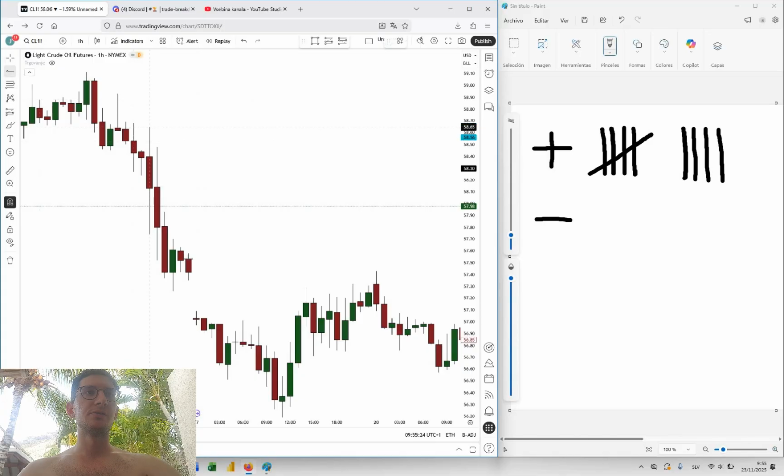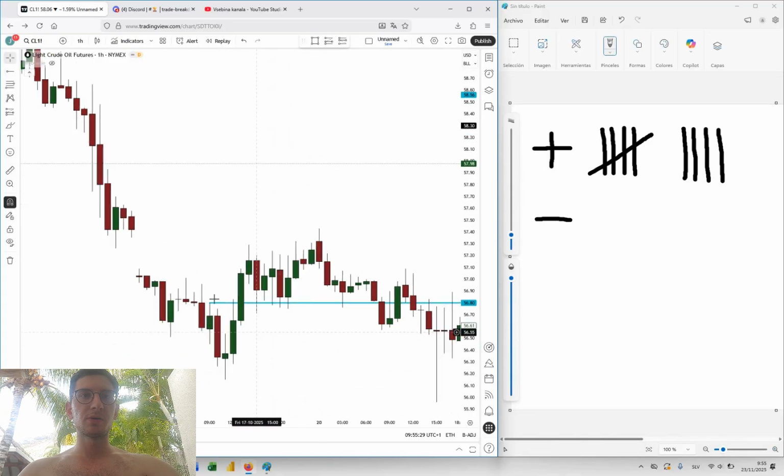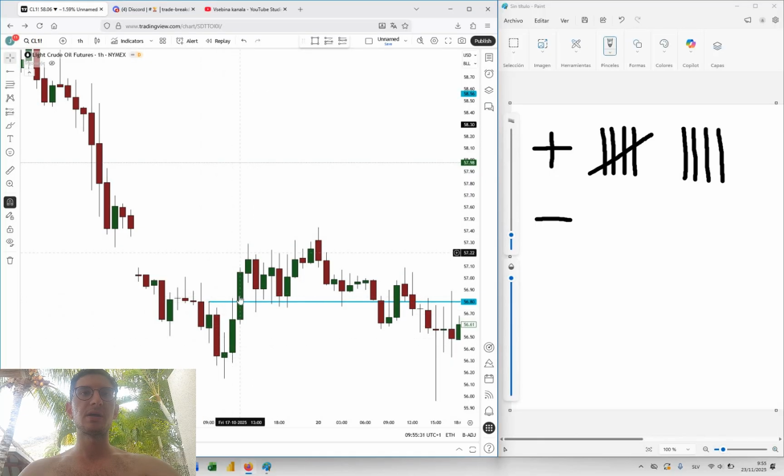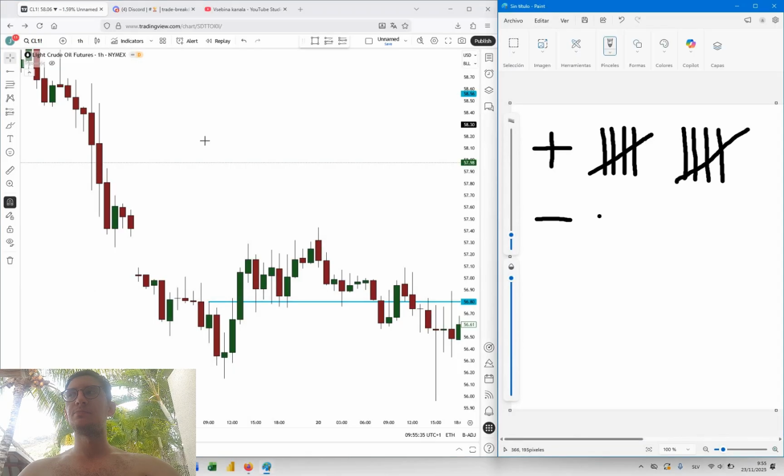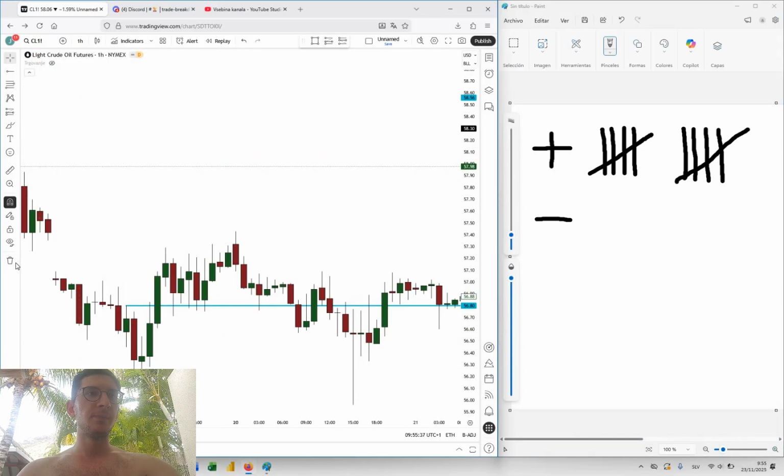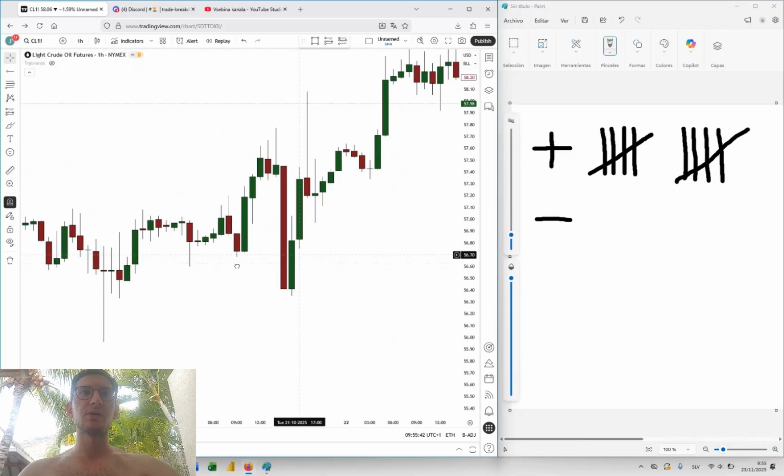Okay, so here we have a downtrend: a move up, a move down, and then boom, we go up and we close above it. So that's a bullish break of structure. Good. Now I'm going to delete all the drawings and we are going to look from this point.